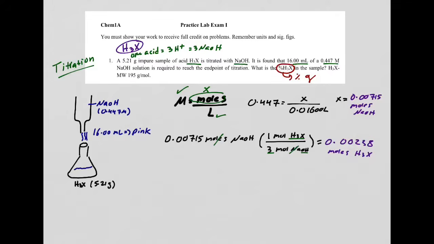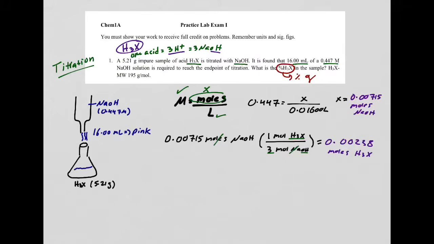I know you know this, but just one more time: one acid had 3 H plus, so you needed 3 NaOH, so you would have 3 OH to neutralize the 3 H plus. Okay, so I have the moles of the acid. Now remember, every titration problem, the beginning is the same. You figure out the moles of NaOH, you figure out the moles of the acid.